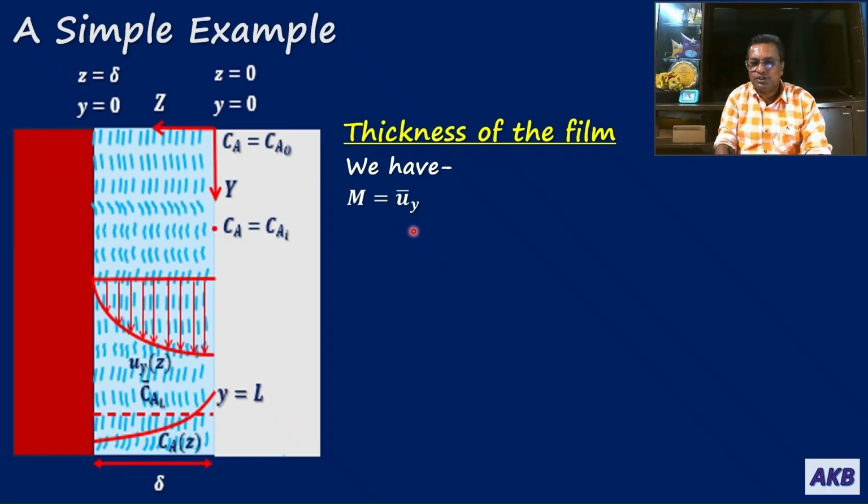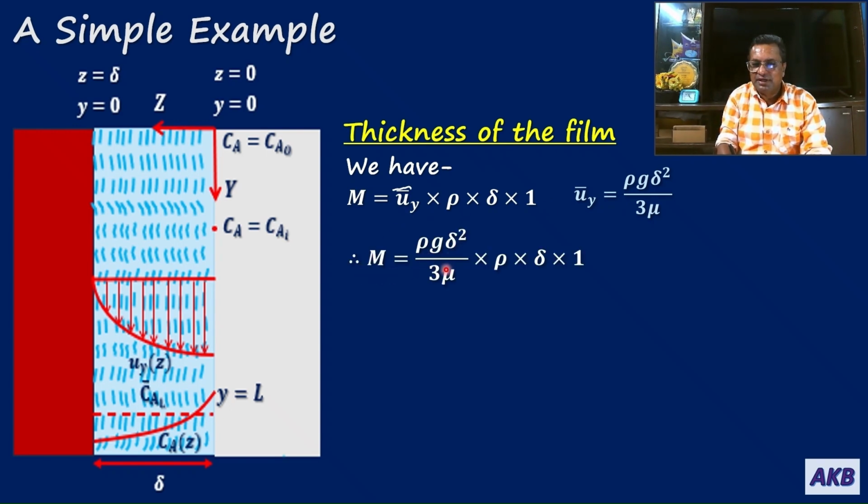So we have m is equal to uy bar into rho into delta into 1, and now we can replace uy bar, since we have an equation for it. So uy bar is rho g delta square by 3 mu. So we will use this equation over here. So m is equal to rho g delta square by 3 mu, which we have replaced, into rho into delta into 1.